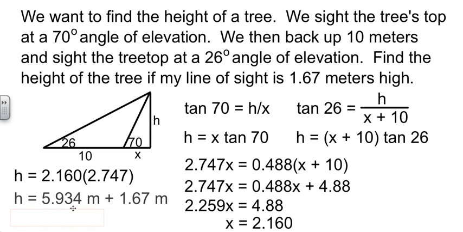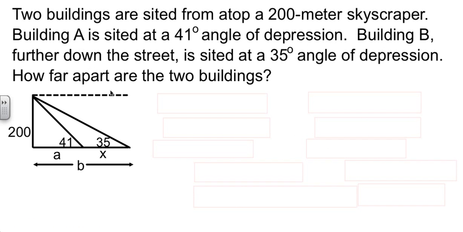Multiply those together and we get 5.934, plus the height of my eyes, which is 1.67, gives me a tree that is 7.604 meters tall. So we had to use two equation tactics to get this job done. But we can handle that. We're good at it. Okay.